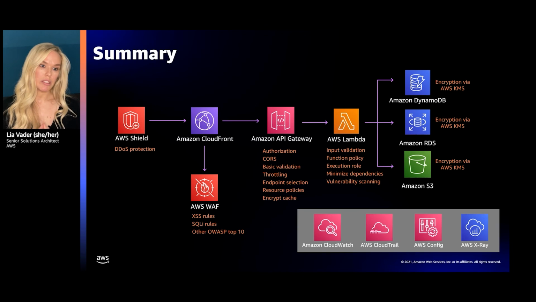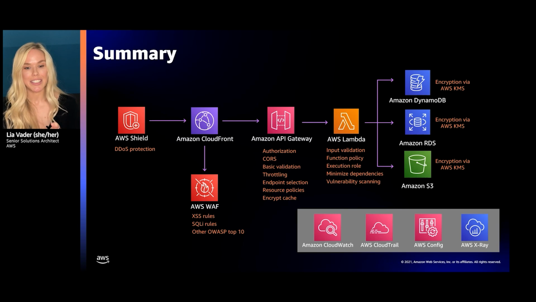But we need the observability and auditing piece as well. So we're using CloudWatch for metrics, logging, alarms, and dashboards, CloudTrail to record all AWS API calls, Config to record all configuration changes, and X-Ray to get a service map of all of our applications so we can quickly understand the data flow and how they work.